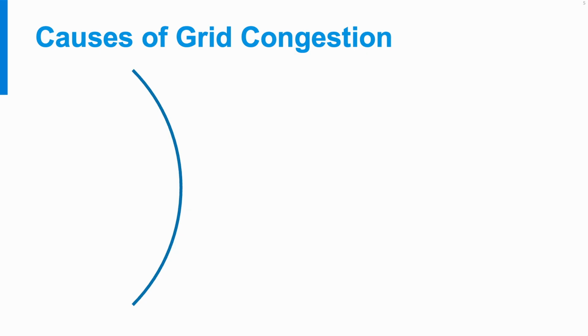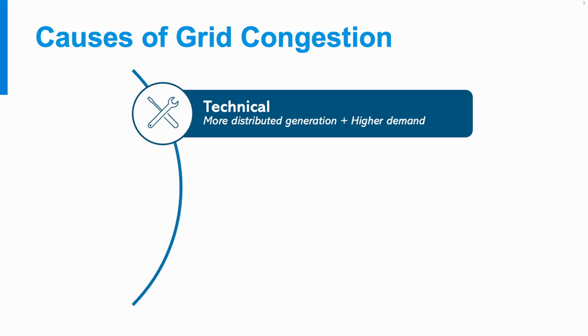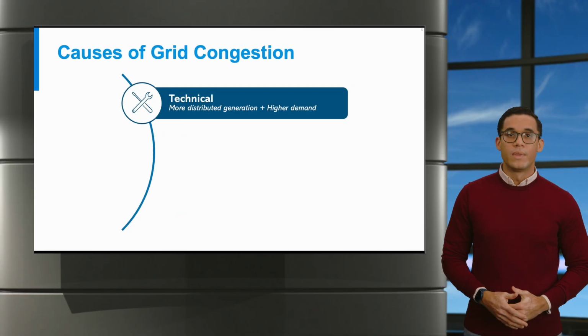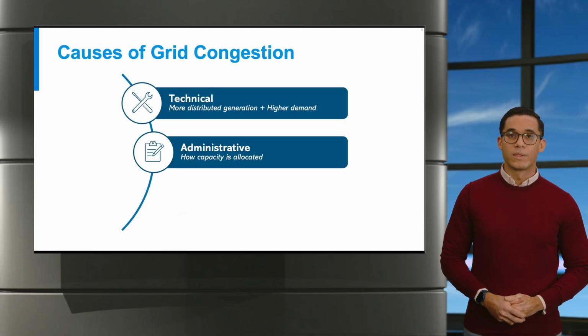There are several layers. Technical causes are the most intuitive: more distributed generation plus higher electric demand from EV charging and electrified heating. The challenge is that our electricity grid was not originally designed for this combination. Then there are administrative causes. Some users hold contracted capacity that they rarely use, while others need it. So capacity exists on paper, but it is not available in practice.